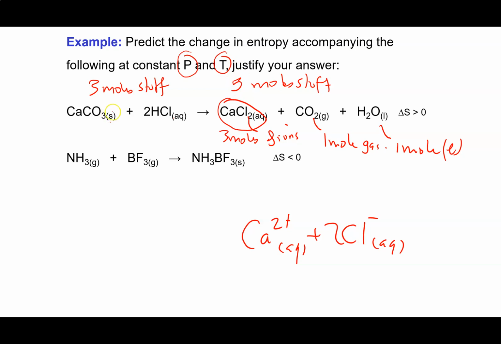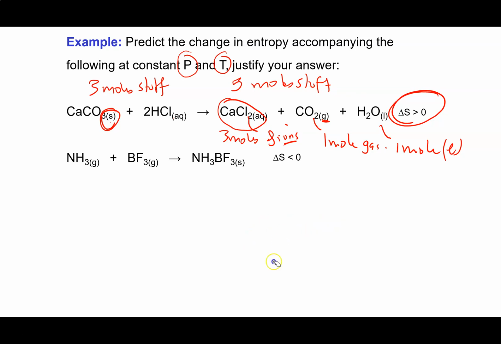And in addition, I've gone from having a mole of solid to having 3 moles of these ions in aqueous solution. I've also created a mole of gas. Oh my gosh, so many more microstates on the right hand side. This has to be delta S positive.